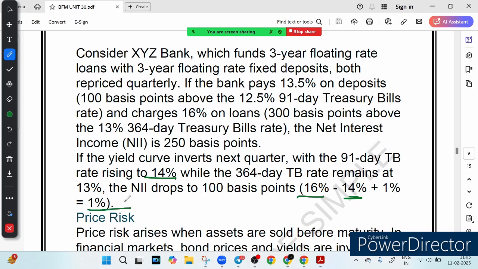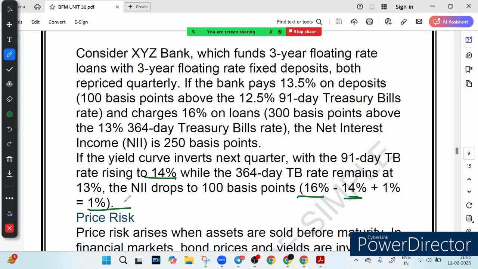So when the yield curve shifts unexpectedly, banks struggle to maintain their interest income. That is what happened. If the short term rate rises too much, borrowing costs increase. If the long term rate drops, the bank earns less on loans. If the bank mismanages its risk, its profits shrink and financial stability will weaken.